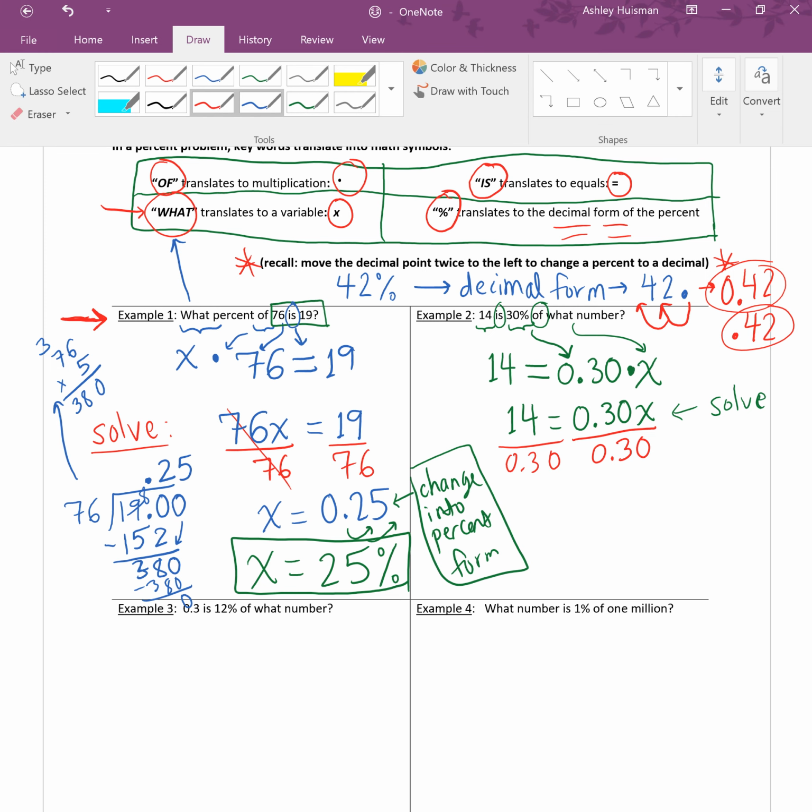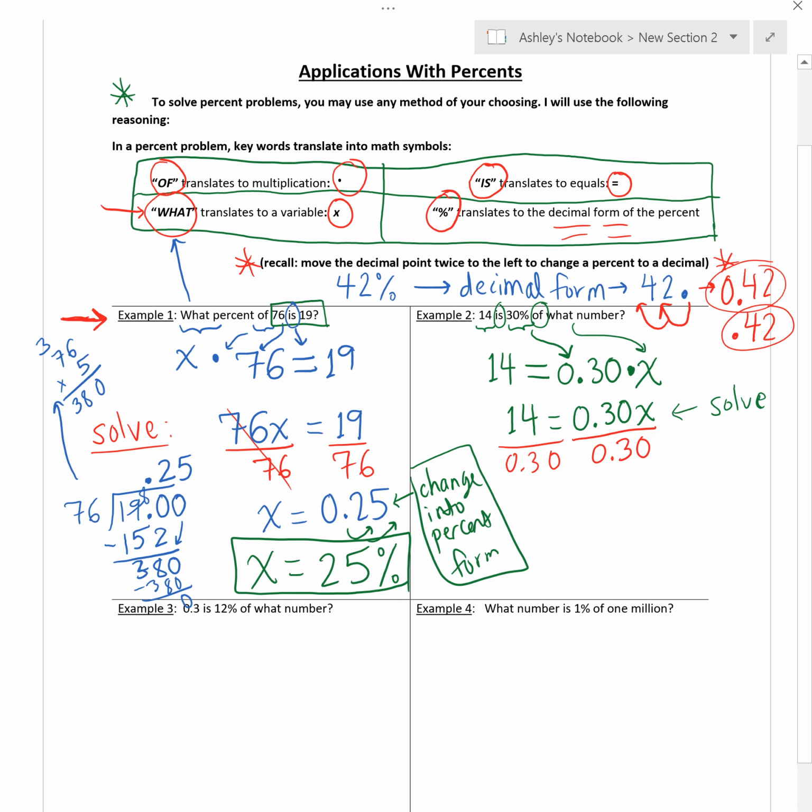And again, I do not enjoy dividing decimals, but here we go. So I'll have x by itself. It'll be whatever 0.30 is divided into 14. And 0.30, that's the same as 0.3. A 0 at the very right side of your decimal number doesn't really do anything. So to simplify it, I'm going to write it as 0.3.